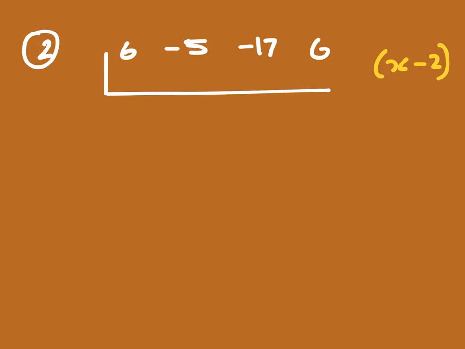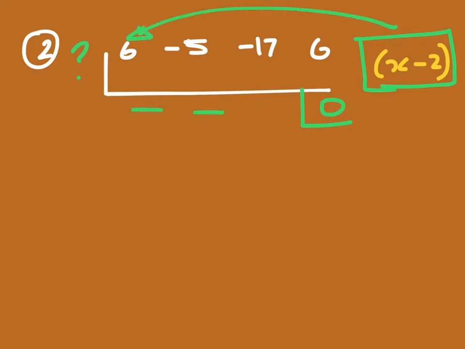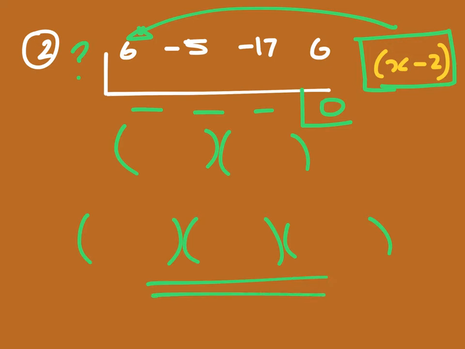Second question, we're told that x minus 2 is a factor, so we know the remainder is going to be 0. You know what number we need to put in here based on this factor. That's then going to generate 3 numbers here, which can then be factorised, and then your final answer in fully factorised form will be 3 brackets. Do not solve it. It is not a solved question.